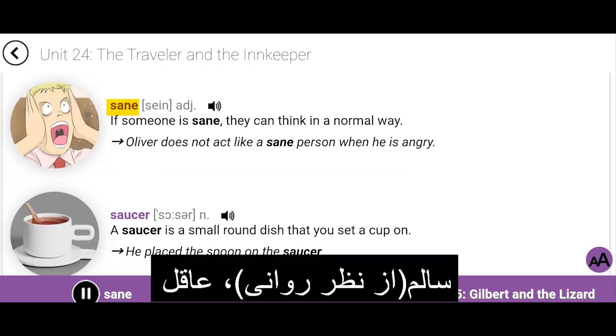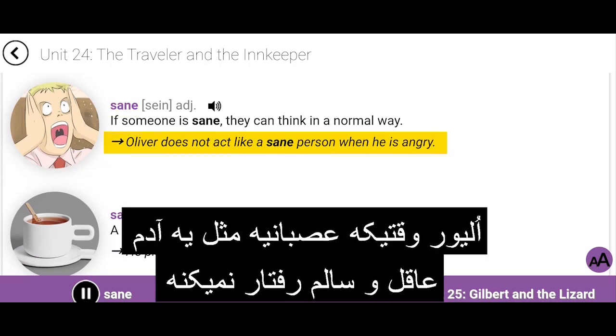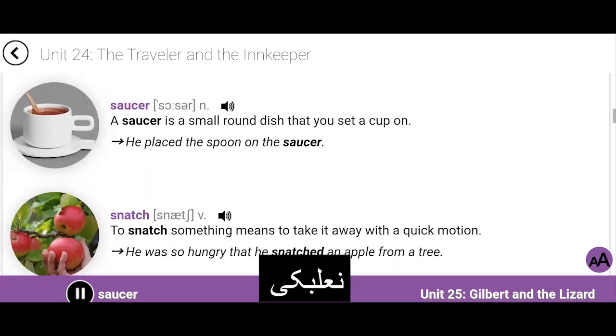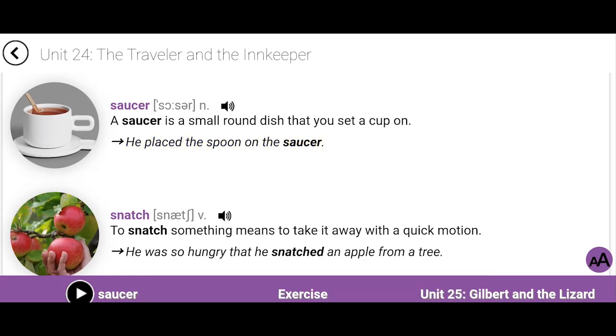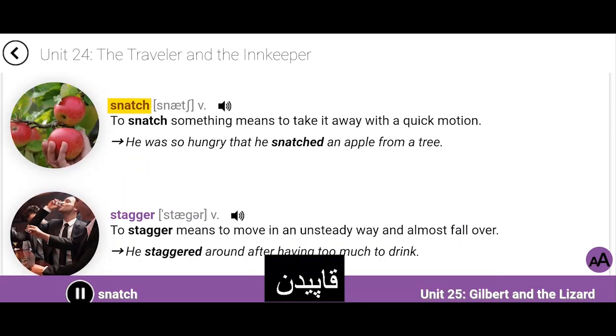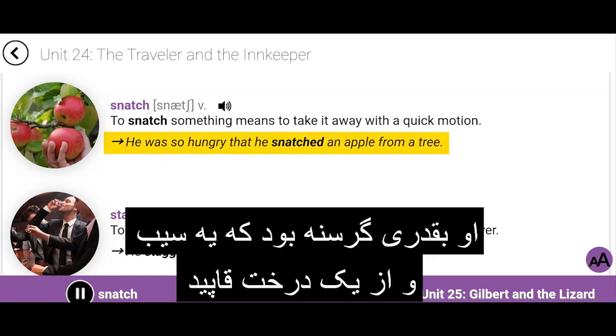Sane. If someone is sane, they can think in a normal way. Oliver does not act like a sane person when he is angry. Saucer. A saucer is a small round dish that you set a cup on. He placed the spoon on the saucer. Snatch. To snatch something means to take it away with a quick motion. He was so hungry that he snatched an apple from a tree.